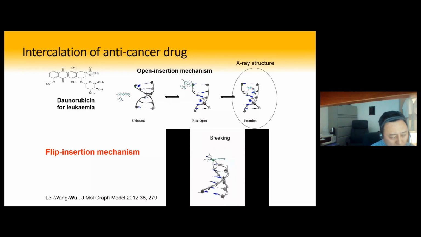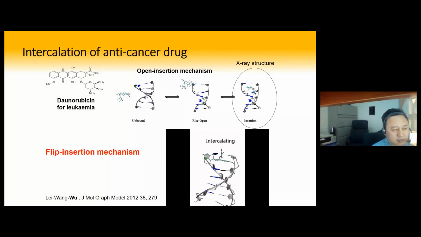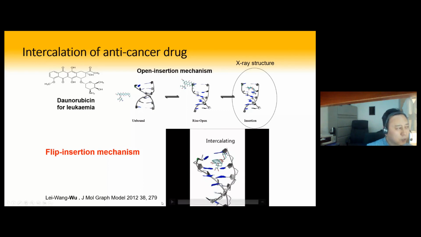Base pair opens, making space for the drug to enter. Okay, so now the drug can enter. And once it enters, now base pairing. Wow, this is different from Christopher's proposal. It's not open insertion, and we define this as a flip insertion mechanism.